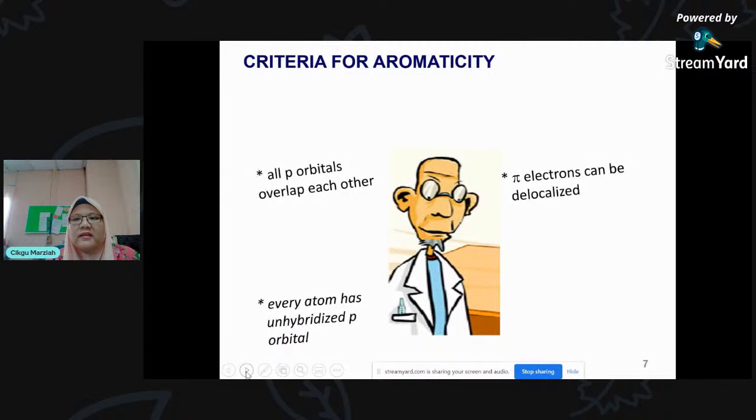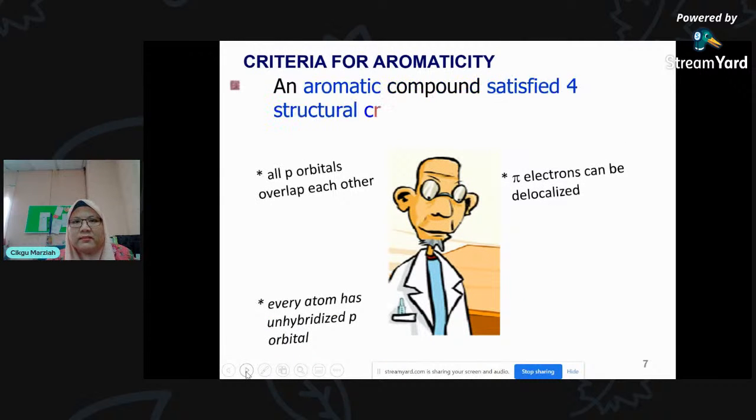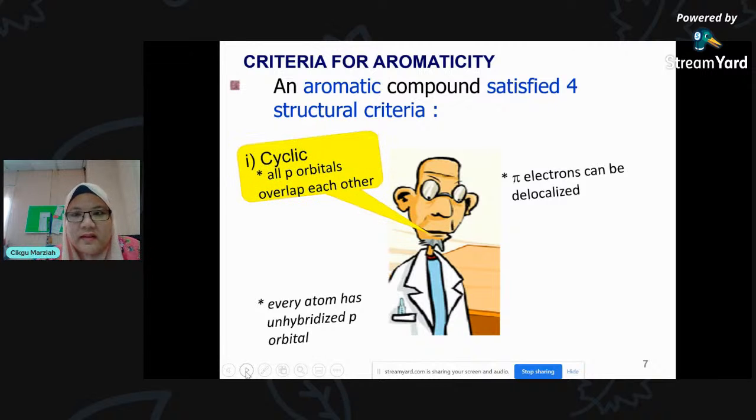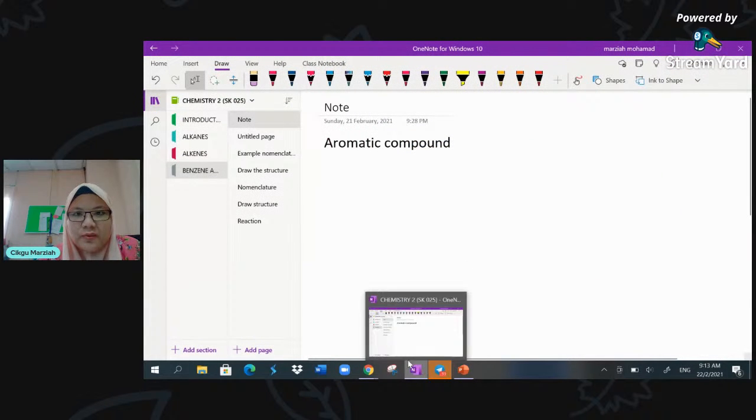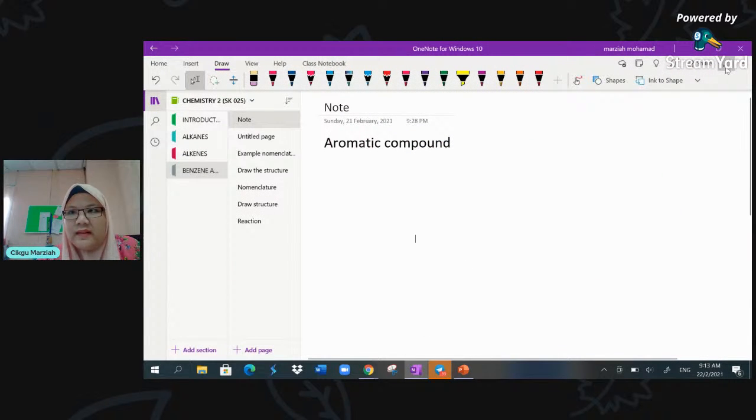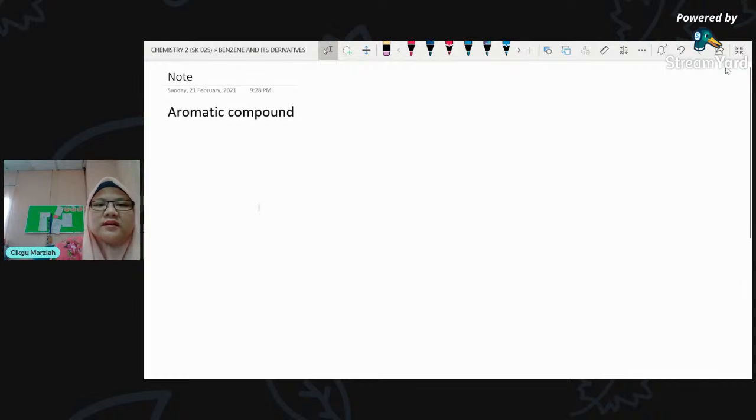Okay, this is the most important thing. Okay, yang ini saya tak nak tunjuk slide ni. Saya akan cerita ke awak. So you can refer to that lecture note. So saya akan ceritakan. So what is the criteria to become an aromatic compound?